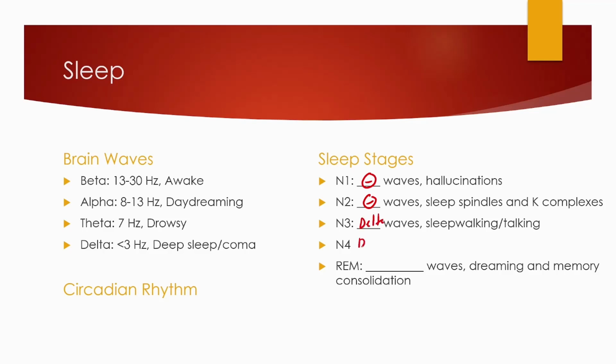Delta waves, I'll write delta here too. These stages are characterized by sleepwalking and sleep talking. Finally, I'm going to talk about REM sleep. This stage is going to be where dreams occur, as well as memory consolidation. Surprisingly, even though this is a sleep stage, alpha and beta waves are dominating this stage. So this is something that's been confusing scientists for a very, very long time.